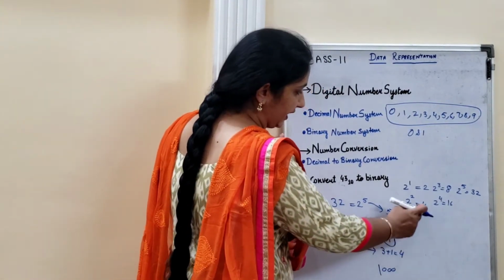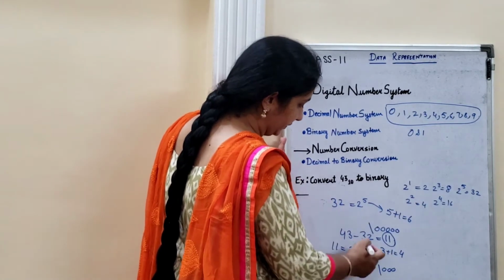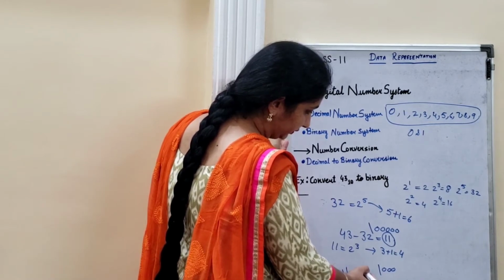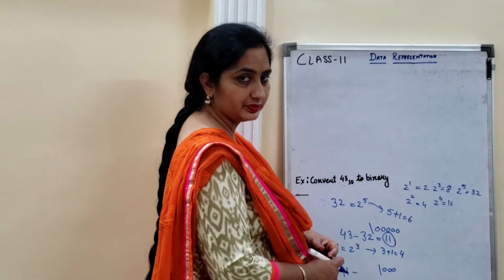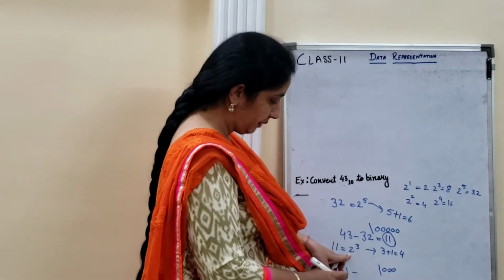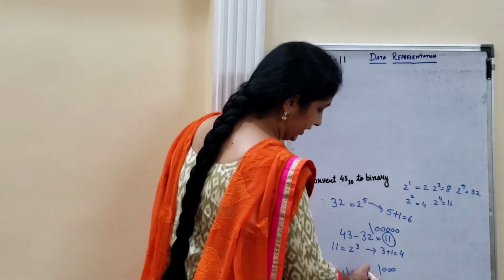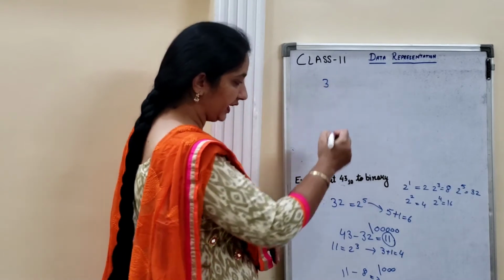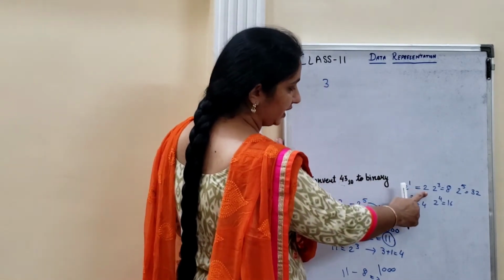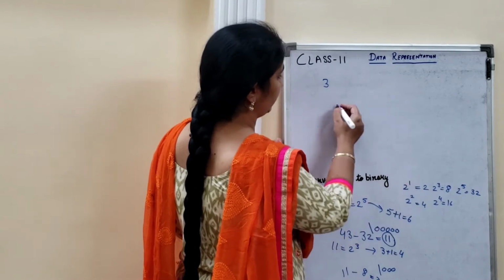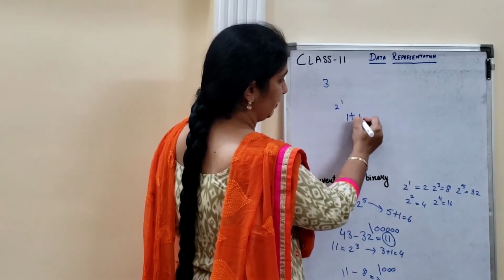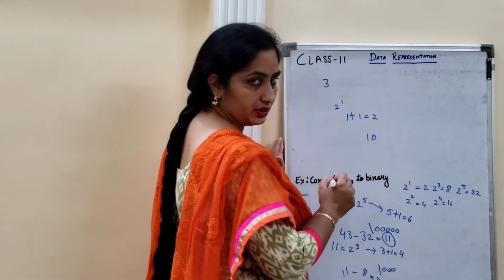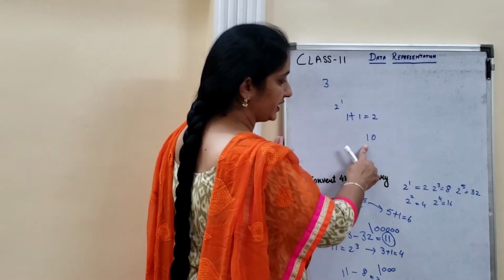Now we have to subtract 8 from this 11. 11 minus 8 will be 3. Now for 3, what is the next smaller power of 2? That is 2, which means 2 raised to power 1. 1 plus 1 equals 2, which means at the second place 1 will come.